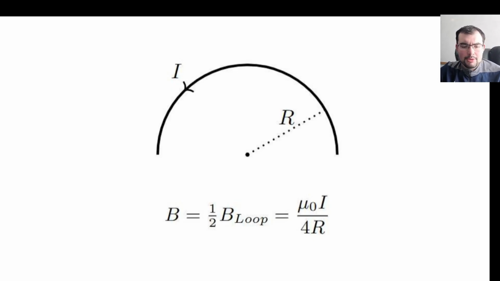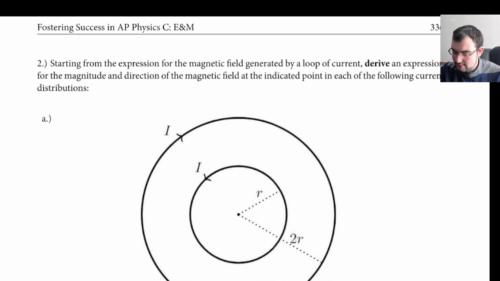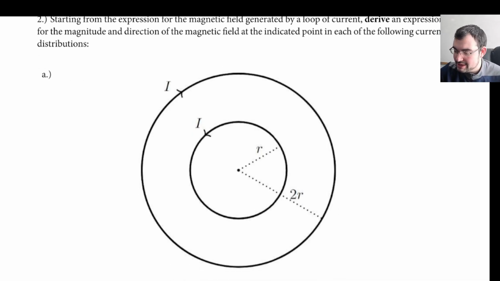All right, so we have a couple quick current distributions to deal with here. So these are all loop adjacent problems. So we're going to say that we know this formula as a fact now, and we're just going to use that to solve these problems. All right, so we got these concentric loops here. We have a counterclockwise I here. So either using the right hand rule or just using the fact that we know what counterclockwise currents do, we know that my inner loop is generating an out of the page B field.